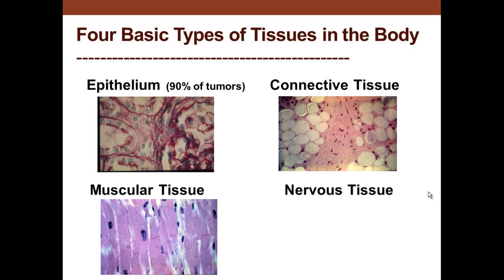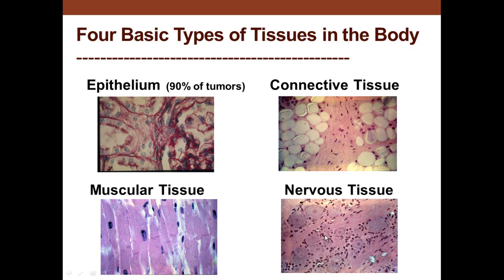Now there's 4 basic types of tissue of the body. We have epithelium, which covers the outside of the body and it produces glands. We have connective tissue that supports the support tissue of the body. We have muscle tissue for contraction and movement of the body. And we have nervous tissue for communication of the body.